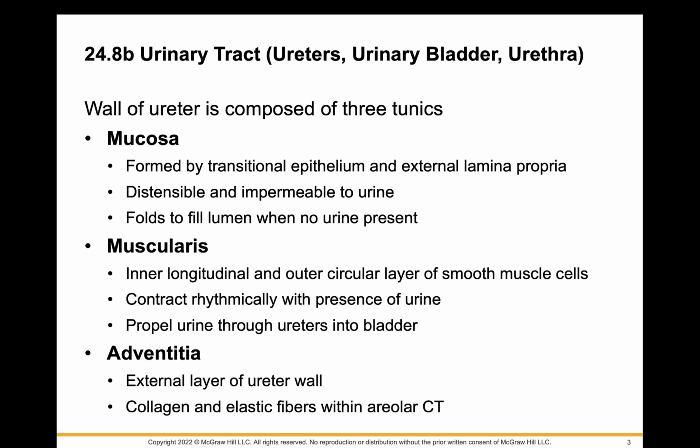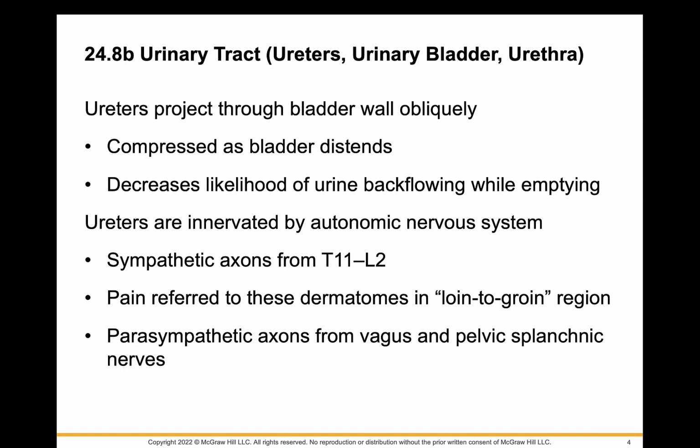The last and outermost layer is going to be the external layer of the ureter wall. And this is made up of collagen and elastic fibers and areolar connective tissue. Now, the ureters basically project in an oblique angle through the bladder, and they're going to be compressed as the bladder distends and becomes full with urine. What this does, basically, this pressure, it's going to decrease the likelihood of urine backflowing during urination.